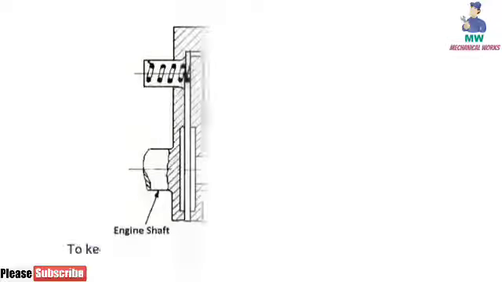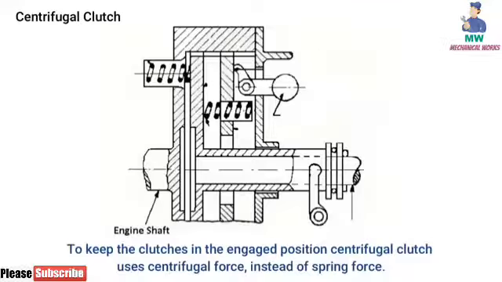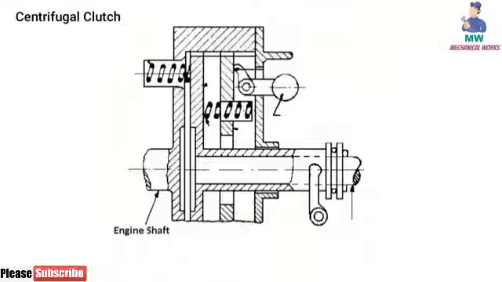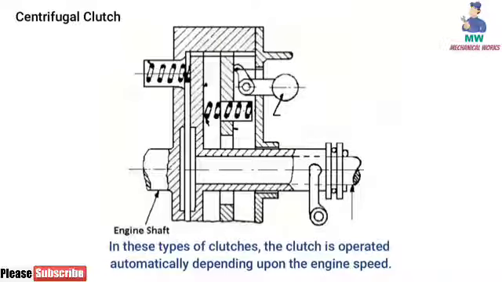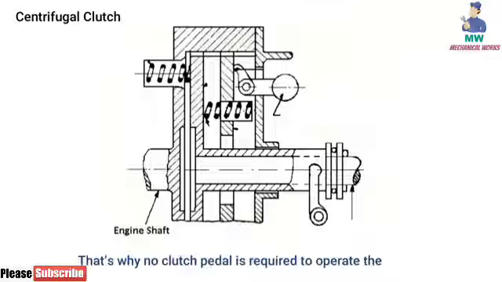Centrifugal clutch. To keep the clutch in the engaged position, this clutch uses centrifugal force instead of spring force. In this type of clutch, the clutch is operated automatically depending upon the engine speed. That's why no clutch pedal is required to operate the clutch.